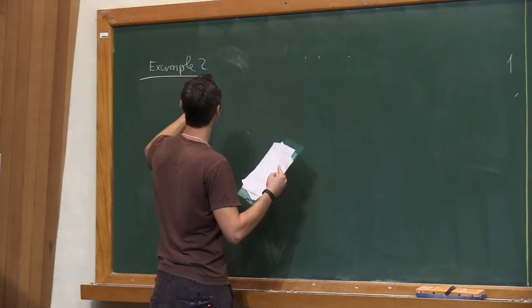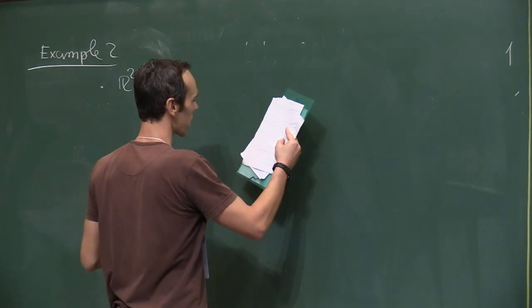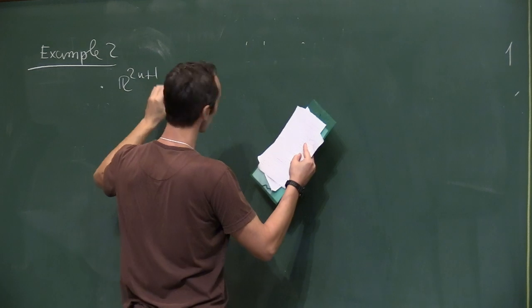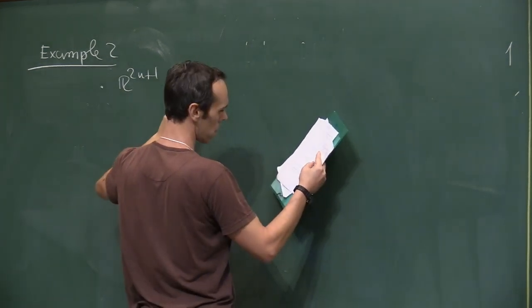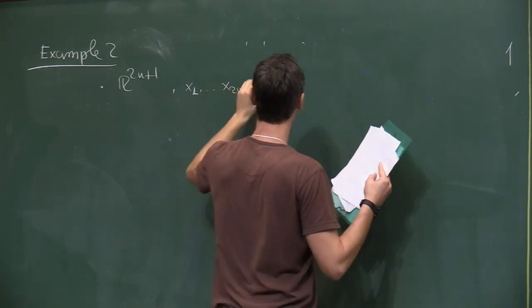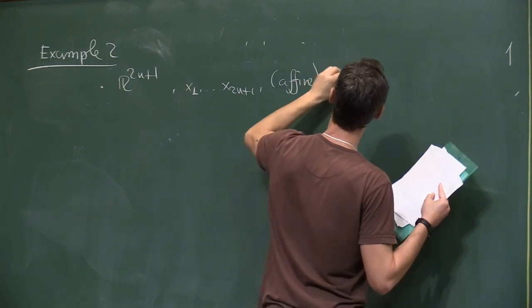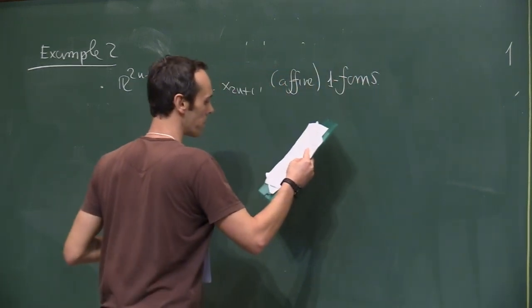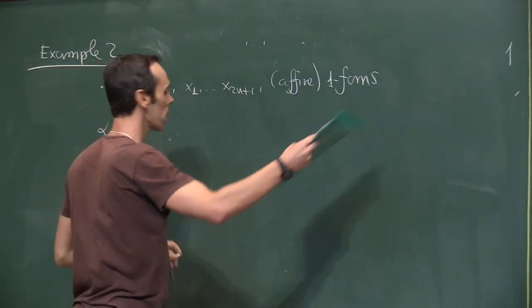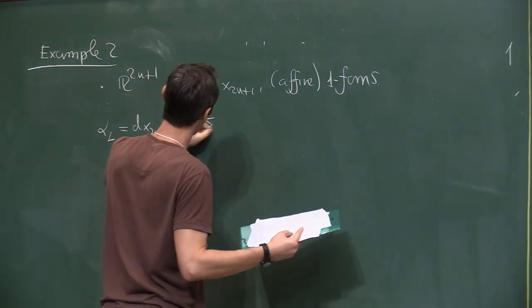Firstly, again, I'm going to look at local examples. And for that, I'm going to consider in R^(2n+1) with coordinates x1, ..., x_(2n+1), the following affine one forms. I'm going to call it alpha subcapital L, which is going to basically generalize the previous formula that we have seen there.